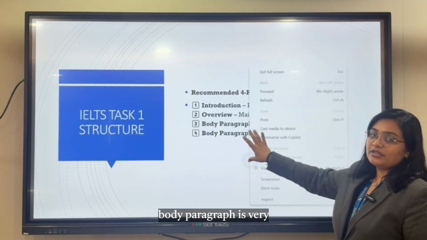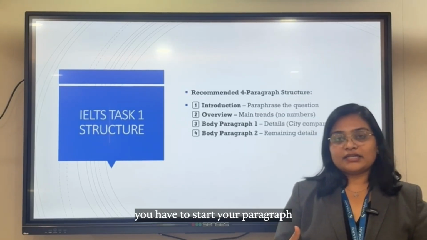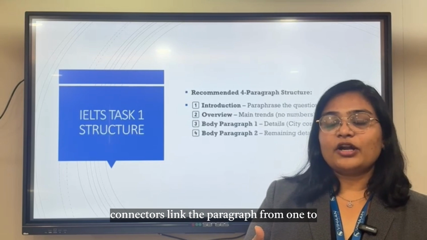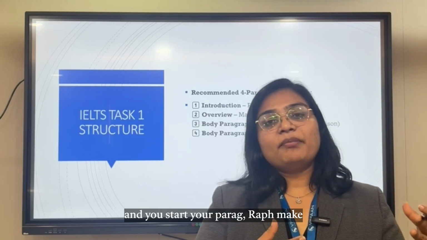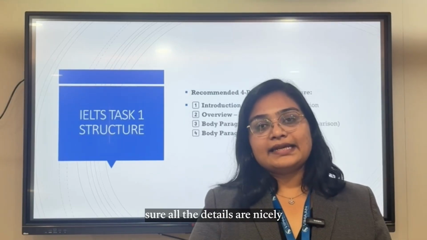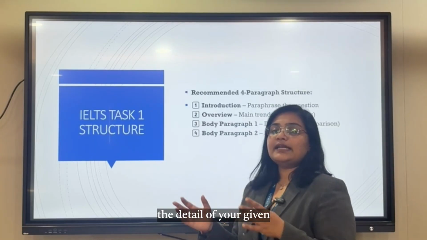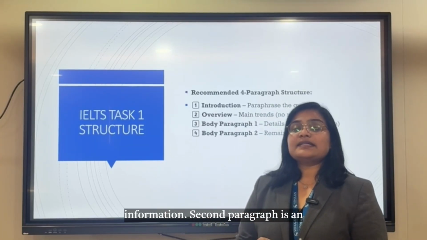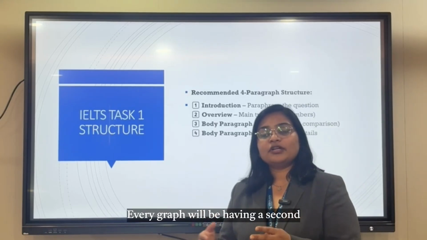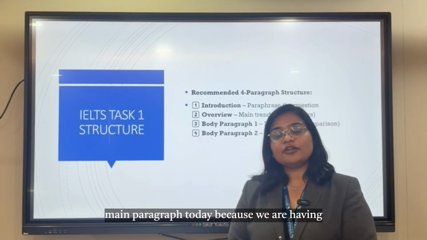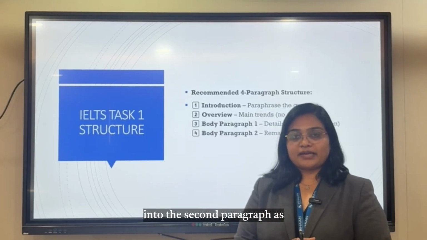The main body paragraph is very important because you have to start your paragraph with connectors. Connectors link the paragraph from one to two. So whenever you use a good connector and start your paragraph, make sure all the details are nicely kept in complex sentences, and then write the details of the given information. The second paragraph is optional. It is not necessary that every graph will have a second main paragraph. Today, because we have so much information, we are going to jump into the second paragraph as well.